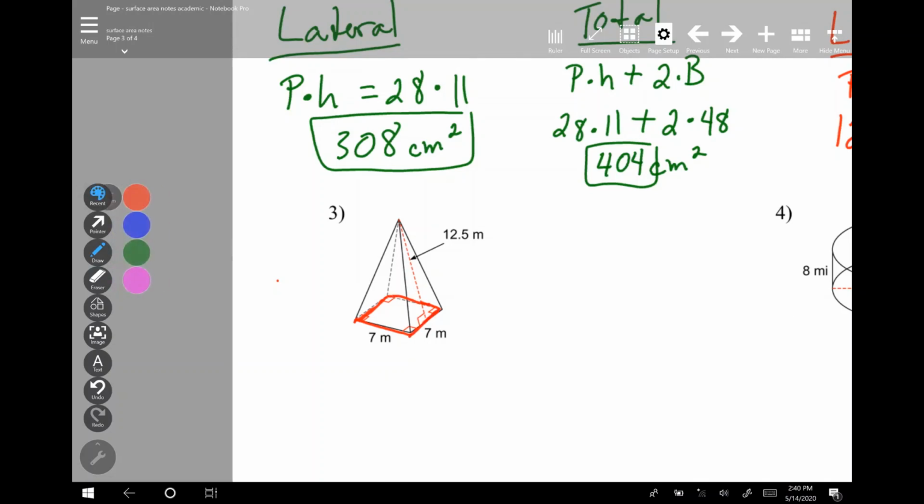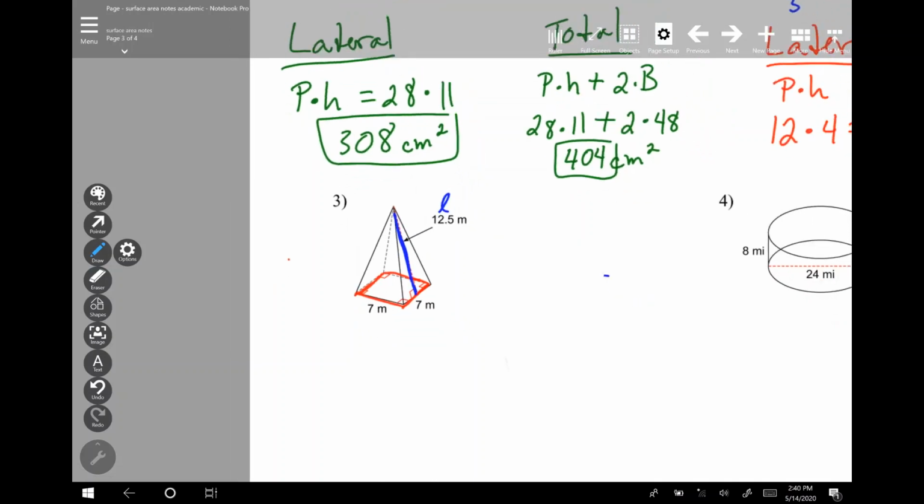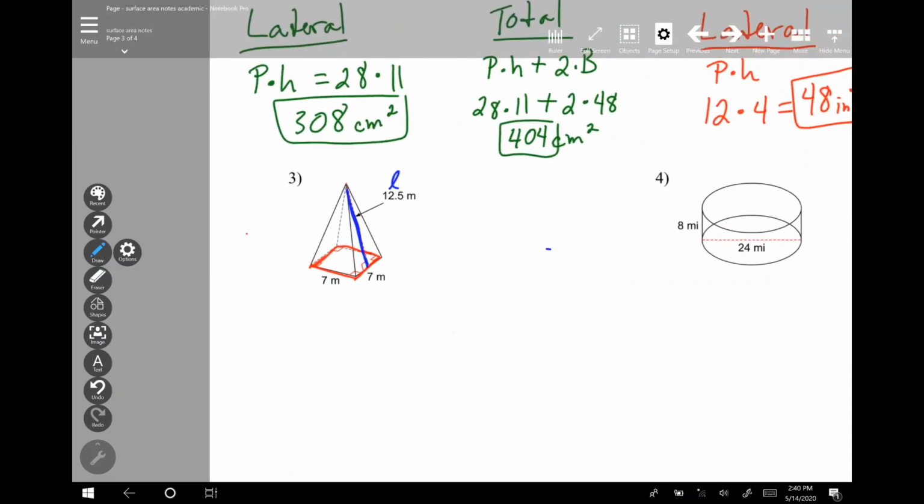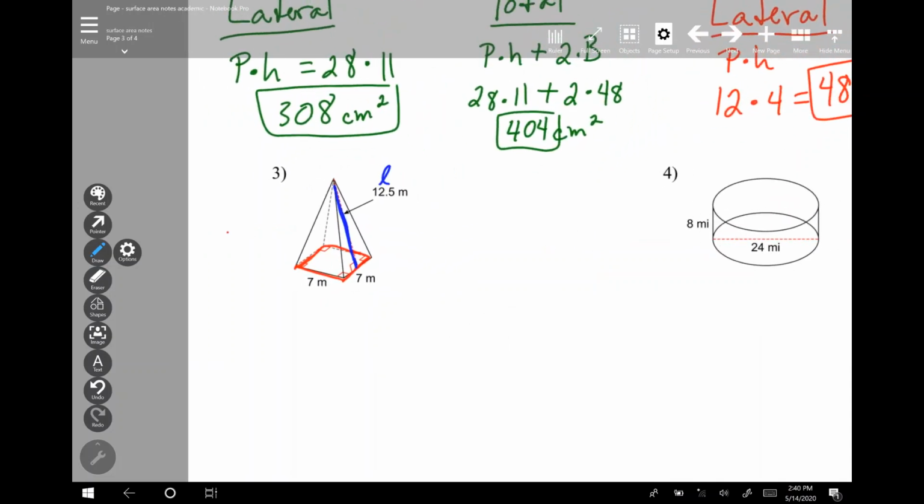Now slant height. You see this right here? This line going up the center of that triangle? That is your slant height. This is L. So again, for the surface area for a square pyramid, we need the perimeter of the base, we need the area of the base, and we need the slant height. We already know the slant height from the diagram. It's 12.5.